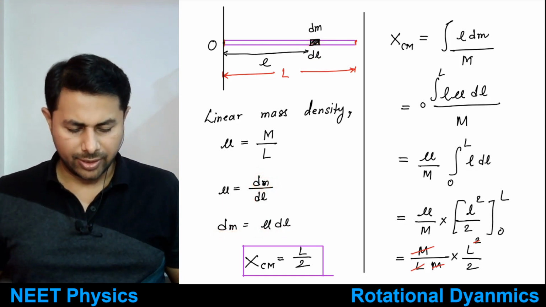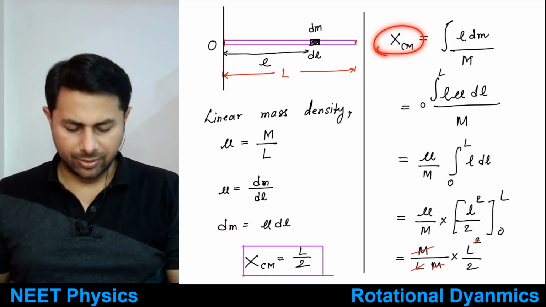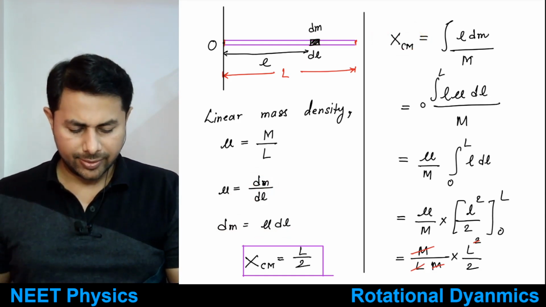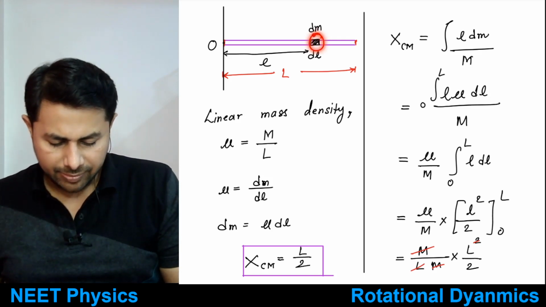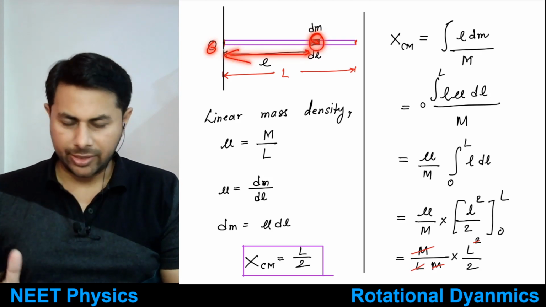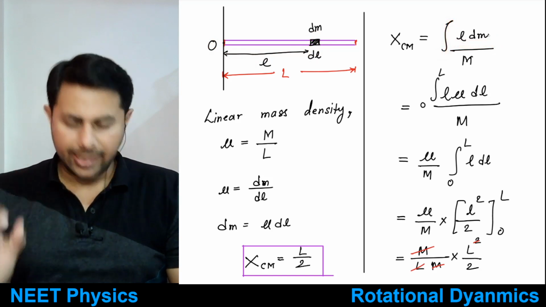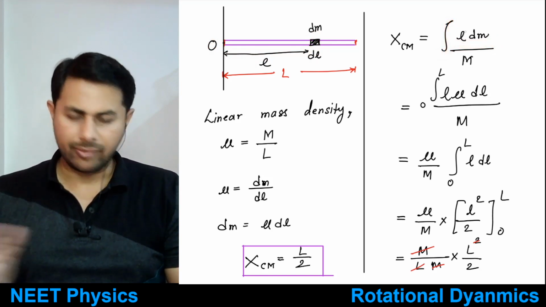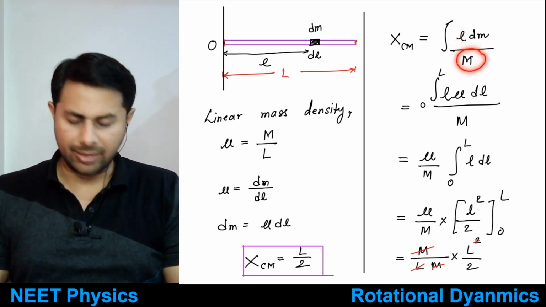Now if I want to find out the x coordinate of the center of mass, and there will be only one coordinate because this is a linear body, I can say that this mass is at length L from the origin. I can integrate this. What will be the x coordinate? It is the integration of x times dm divided by m.